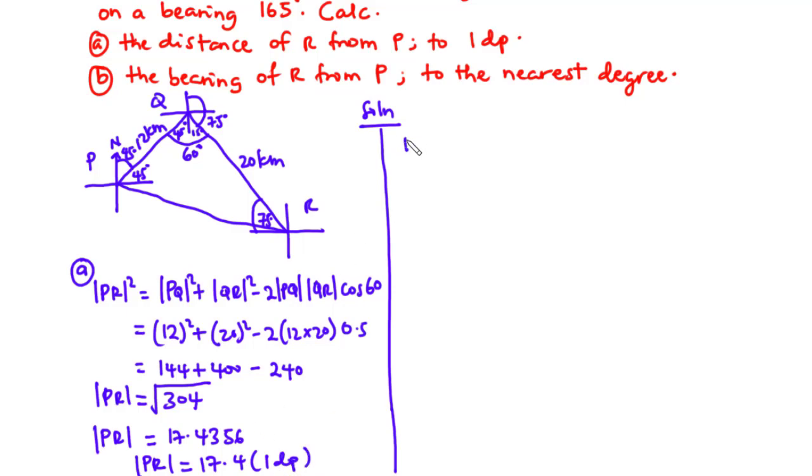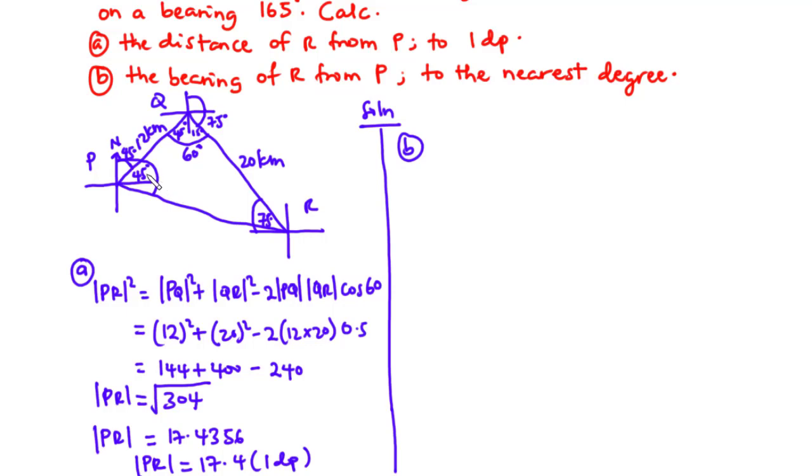Now let's solve for B. We are going to find or calculate the bearing of R from P. So the bearing of R from P is going to start from this point to the line connecting PR. So what we are going to do is, we know this angle to be 45 degrees. Now if we find this angle, then we can add that to 45, and then we can get the bearing of R from P.